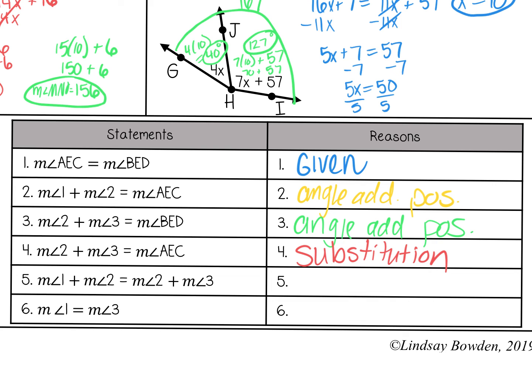Okay. So then now, looking at lines 3 and 4, right? So we have 2 and 3 is BED. We have 2 and 3 equals AEC. So, since BED and AEC are both equal to the same thing, nope, I'm sorry. That would just get us back to where we started. So, let's look at line 5. We have 1 plus 2 equals 2 plus 3. So, we are looking at these two lines of our proof.